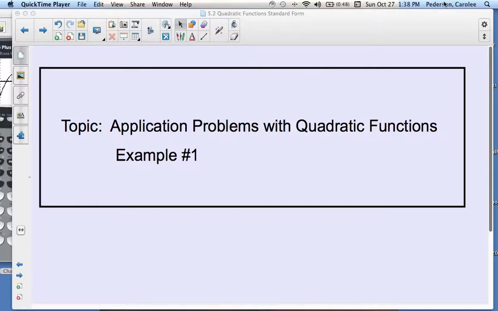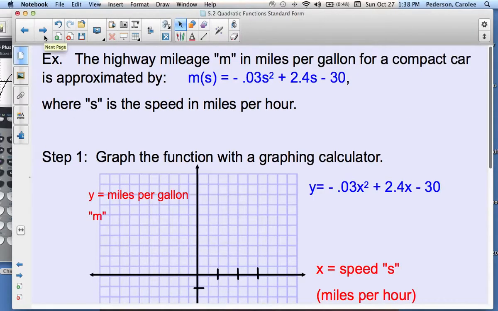Here's an application problem for a quadratic function. This is example 1. The highway mileage M in miles per gallon for a compact car is approximately M of S equals negative 0.03 S squared plus 2.4 S minus 30, where the variable S is the speed in miles per hour. And then the M represents the miles per gallon.